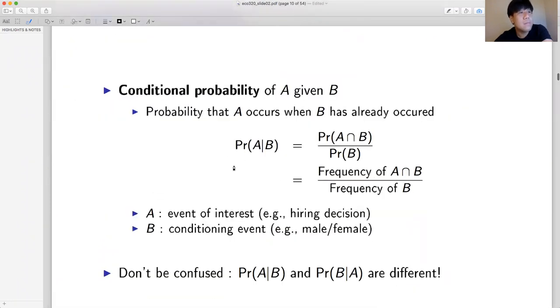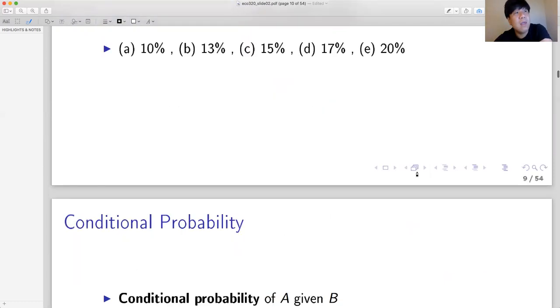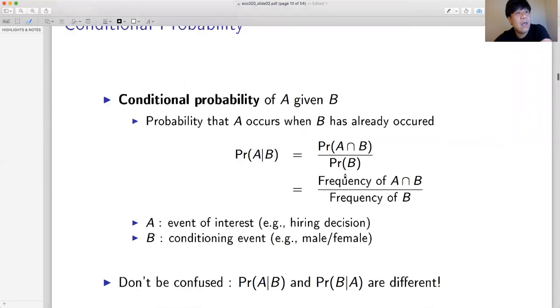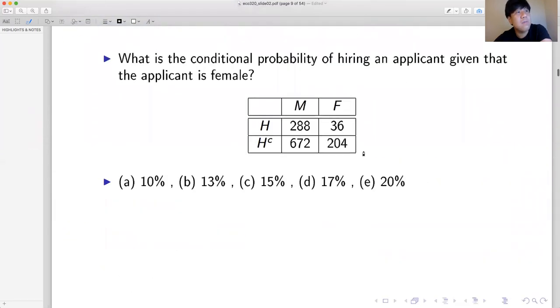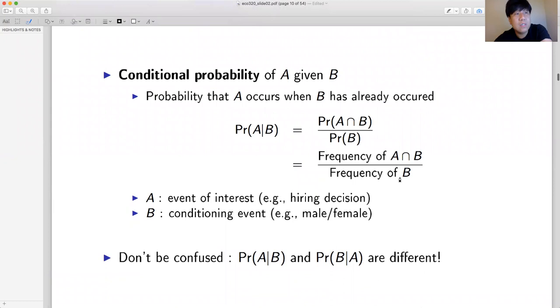So these are the notations. The probability of A given B is the probability of A intersection B over the probability of B, right? That is something we already learned. The numerator is the joint probability. The denominator is the marginal probability, right? That is equivalent to the frequency of A intersection B, which was 36, over the frequency of B, where B was female. The summation of this was 240. So 240 goes as the denominator, and this one goes in the numerator.